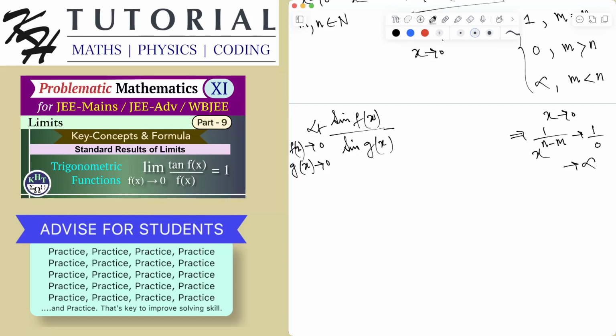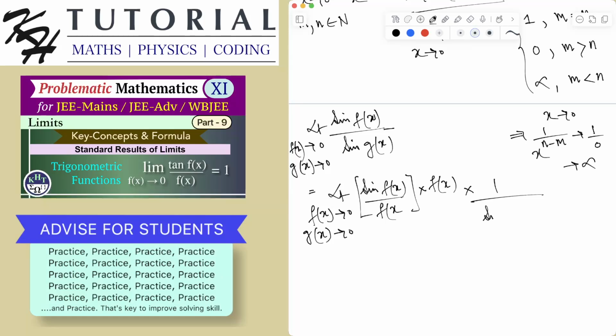Nothing, it is very simple. We will create f(x), we will create sin f(x) by f(x), and I will create sin g(x) by g(x), and I will adjust f(x) and g(x). So this is equal to limit f(x) tending to 0, g(x) tending to 0, sin f(x), I will create f(x), I will adjust f(x), and then we have divided by sin g(x), I will create g(x), and I will adjust g(x).